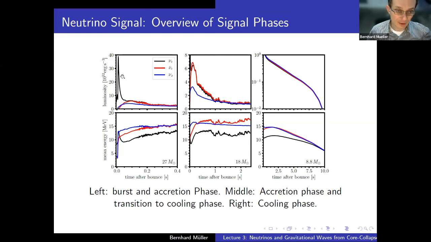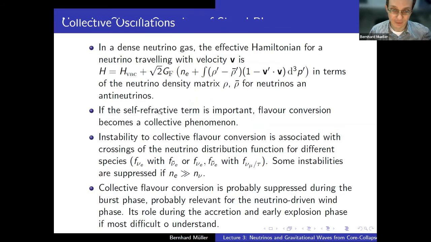The big burst here for a few milliseconds right after bounce. These are the neutrino luminosities for the various species and below their mean energies. The accretion phase where you have an excess in nu E and nu E bar emission over the nu mu and nu taus, and the cooling phase where they all become very similar. We're going to understand a bit why they're not completely similar in terms of their spectra and mean energies later.